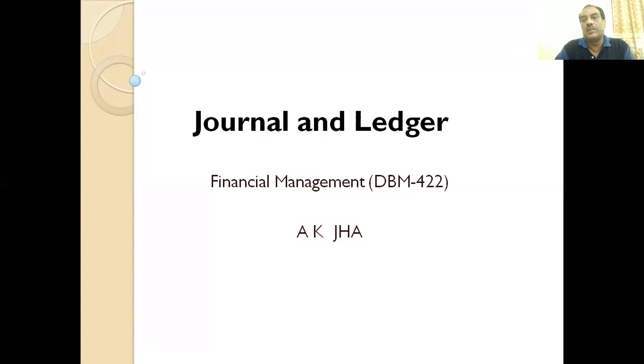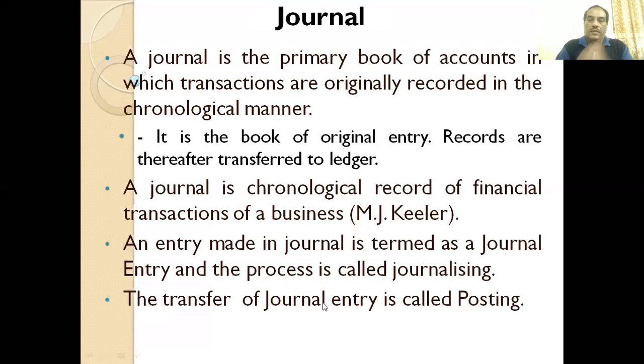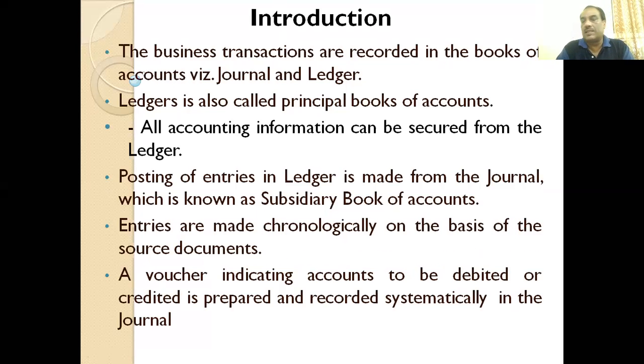Today, we are going to discuss the concept of journal and ledger. You know, accounting is a process of maintaining financial records. The business transactions are recorded in the books of accounts, and there are two types of books of accounts which are generally involved. One is journal and the next is ledger.